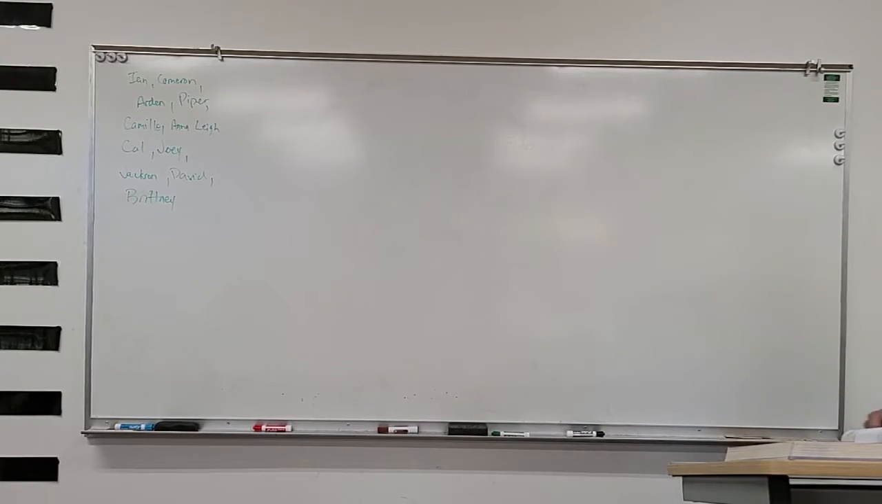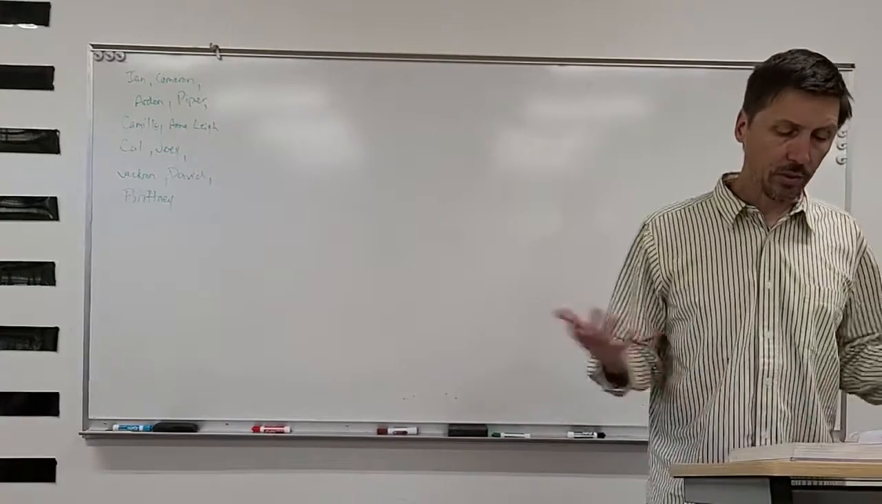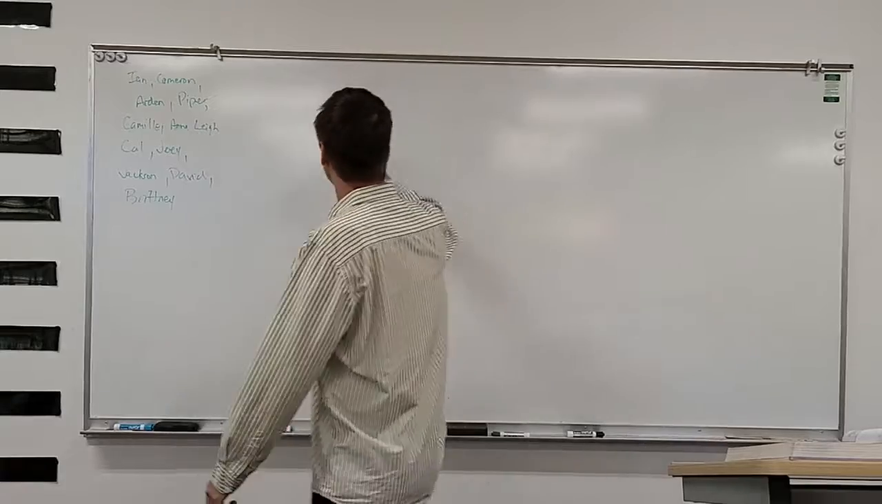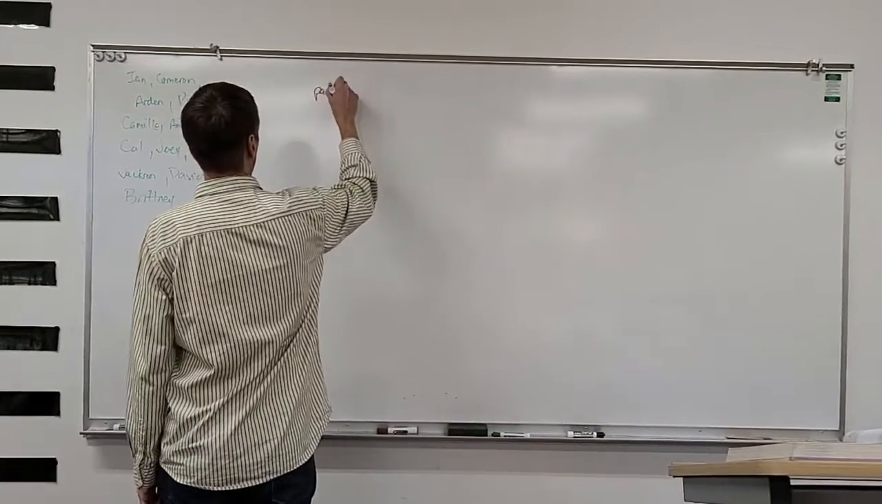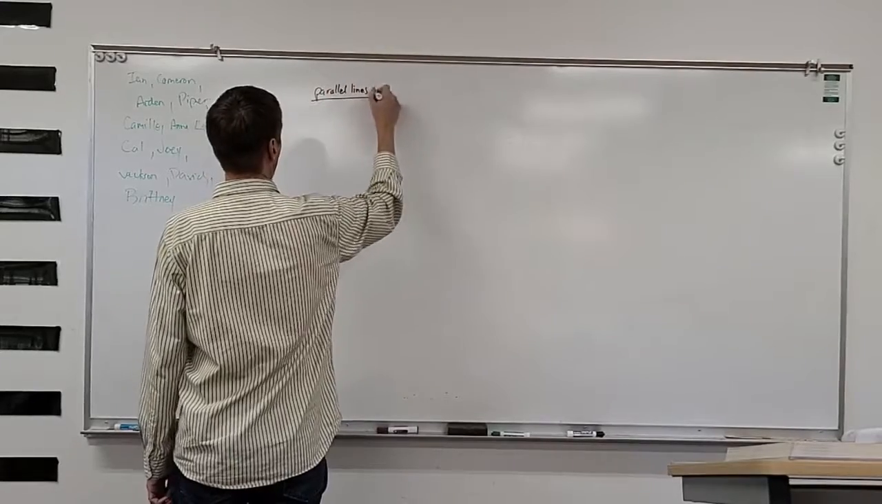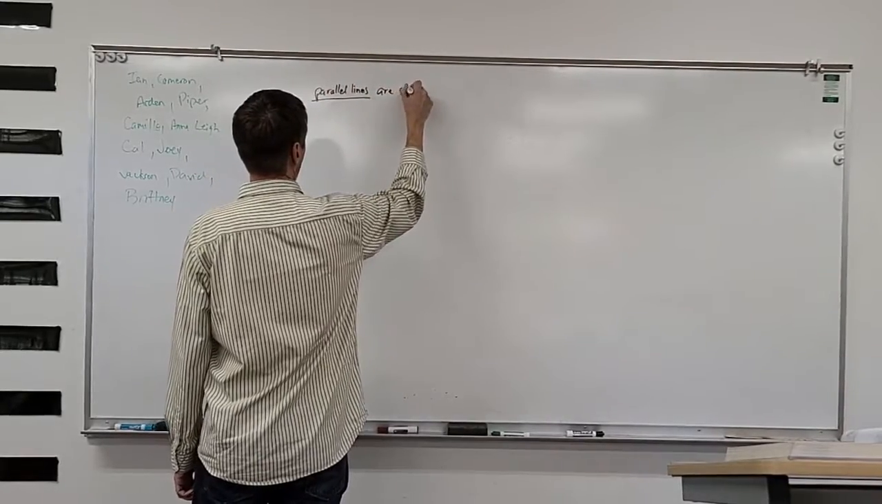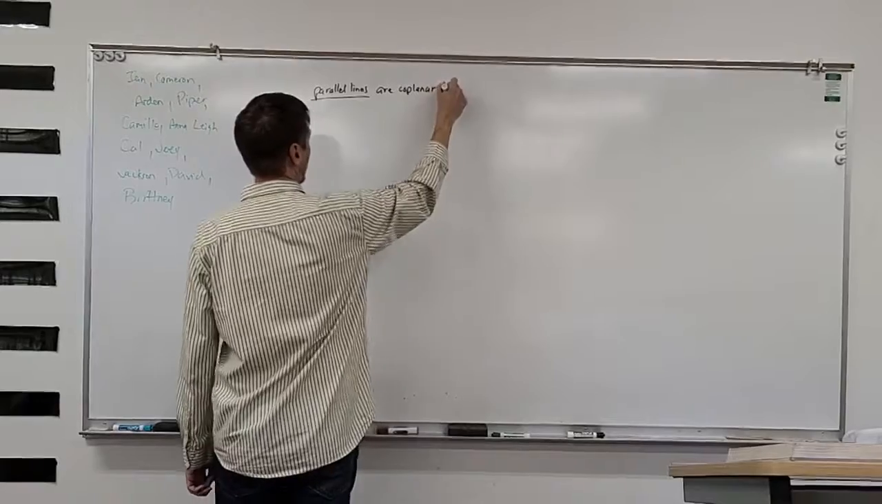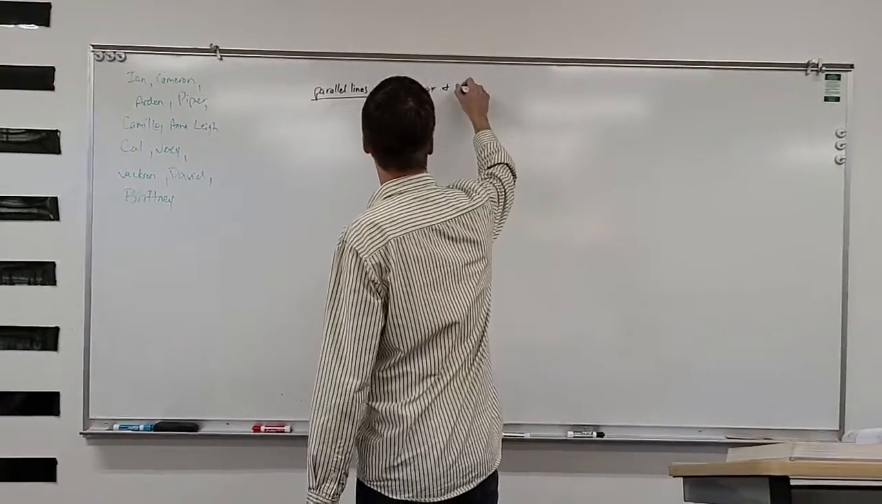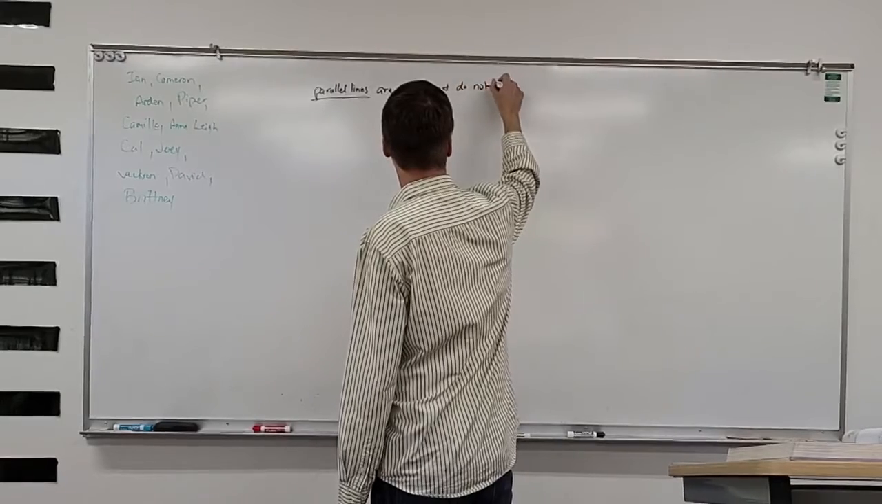All right, so the first thing that we're looking at today is, well, we're just doing some definitions. So two lines are parallel. Parallel lines have to be coplanar and do not intersect.